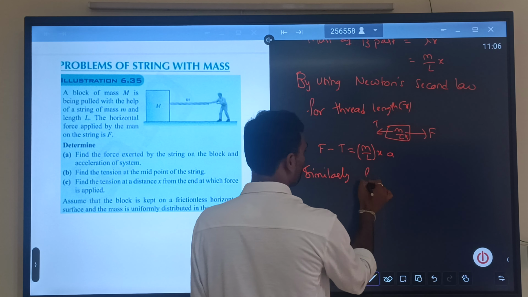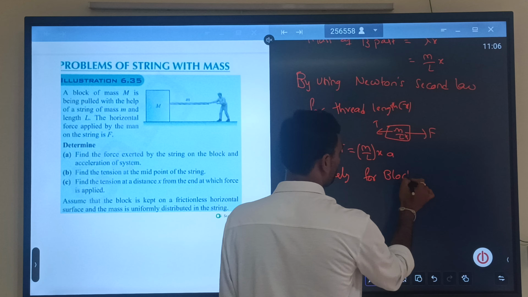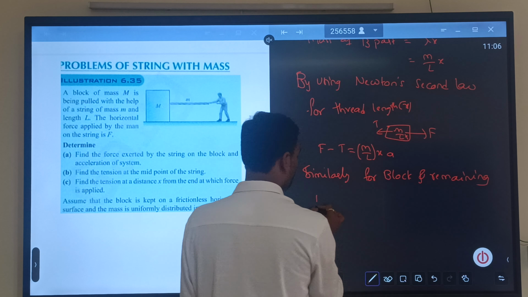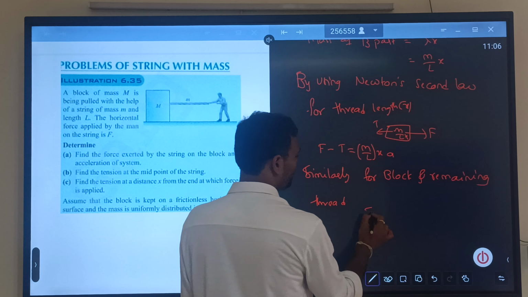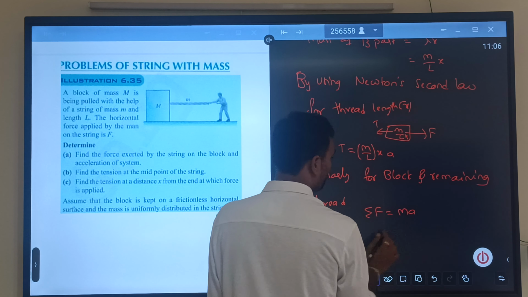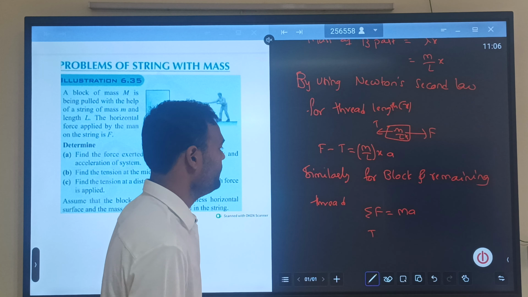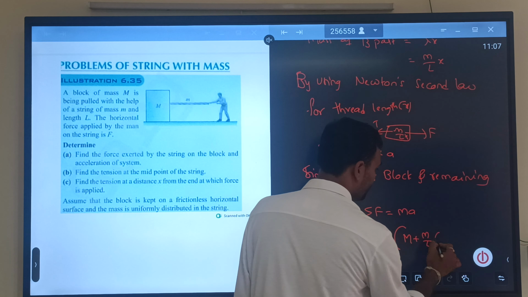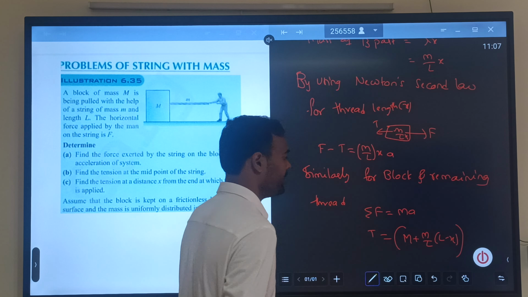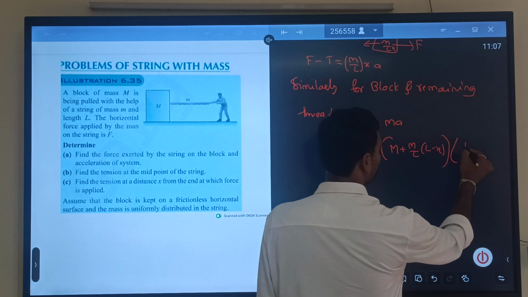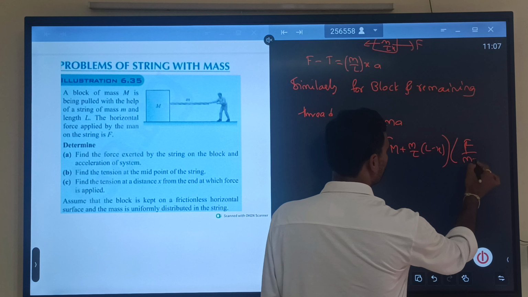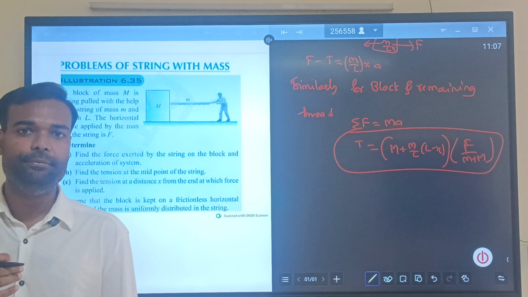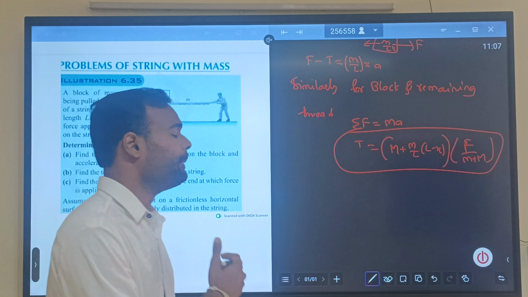Now similarly for the block and the remaining thread, if I apply Newton's second law, sigma F is equal to ma, and only one force, the tension force, is acting. The mass of the block plus the remaining portion is m by L into L minus x. This is the total mass, and the acceleration of the complete system is F by m plus m. This is the tension force acting at a distance x from the point where the force is applied, right?